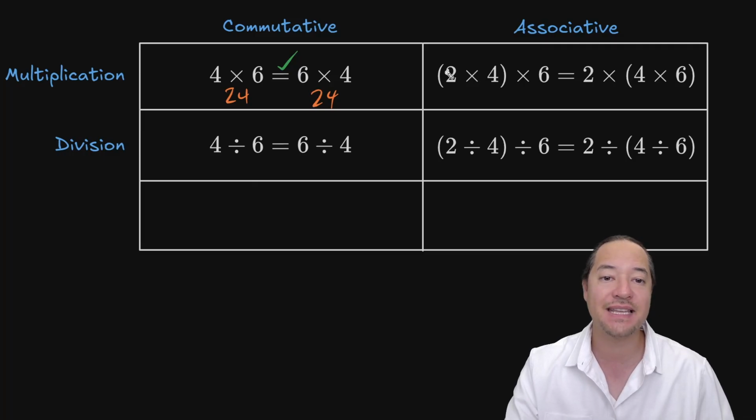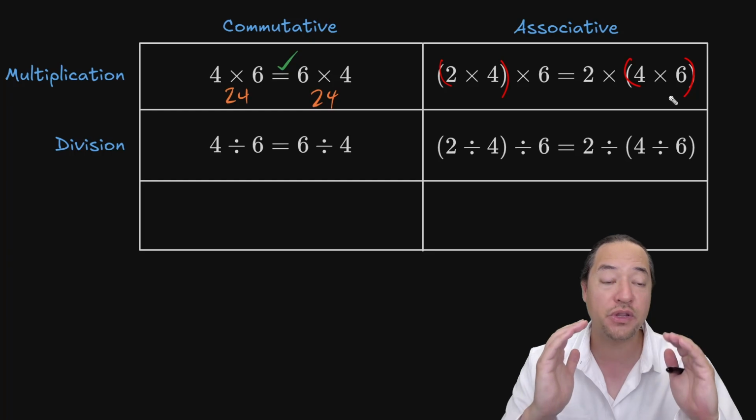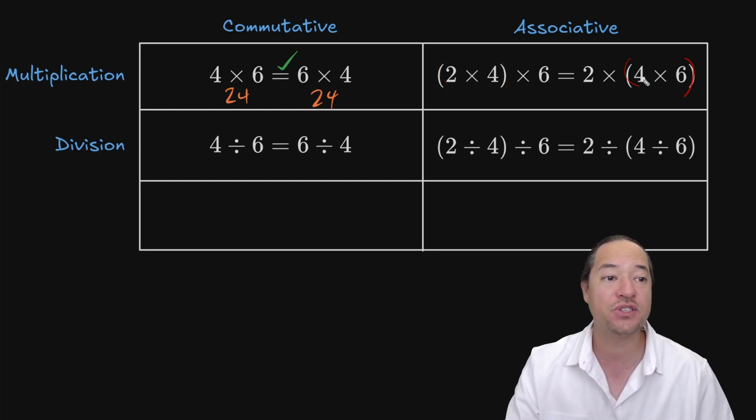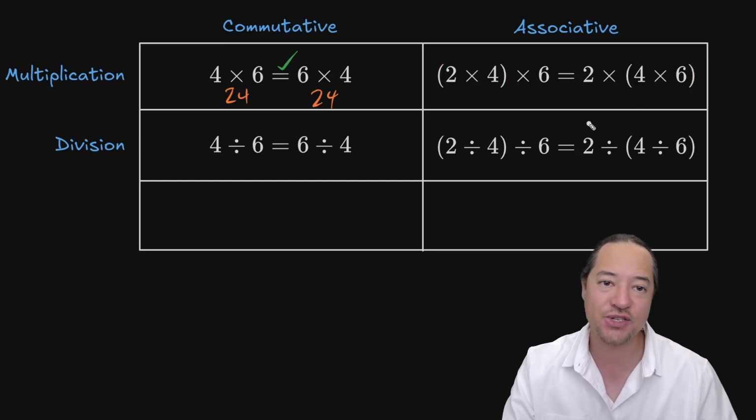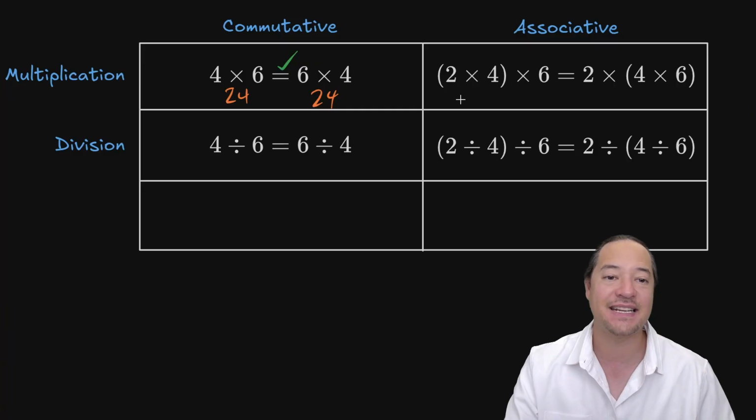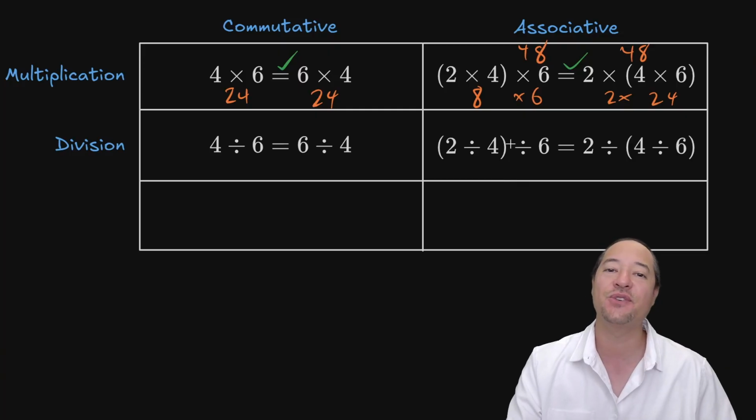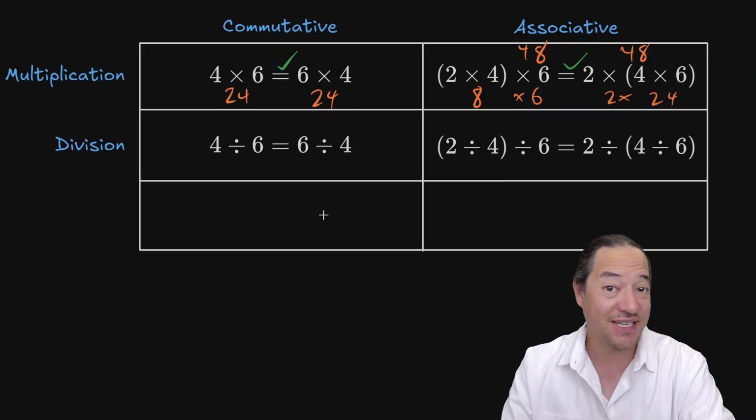Let's test the associative property. That was telling us that the grouping here shouldn't matter. I could group the operations, do 2 times 4 first or 4 times 6 first. I should get the same answer. Let's test it out. 2 times 4 is 8. 8 times 6, well, that's going to give us 48. 4 times 6 is 24. 2 times 24 should give us 48, and that is the same. So very good. Multiplication is associative.